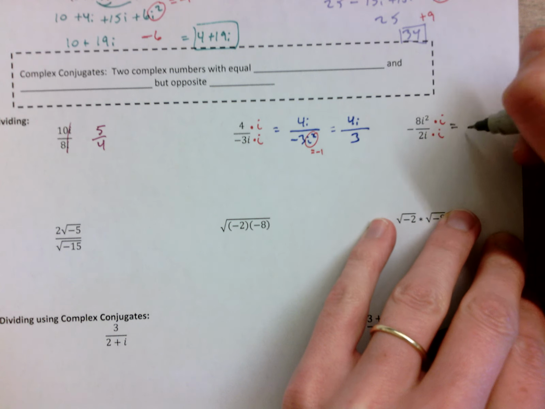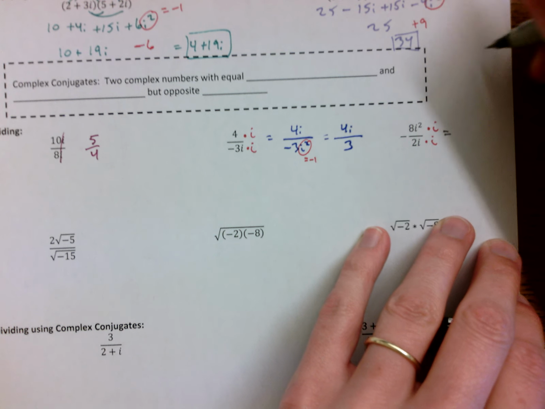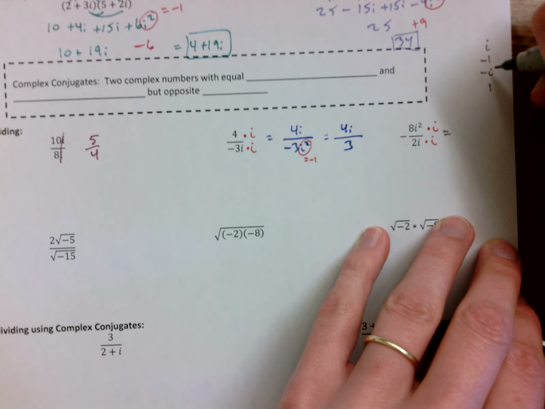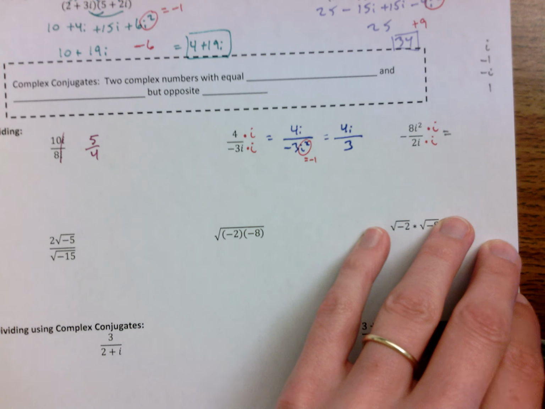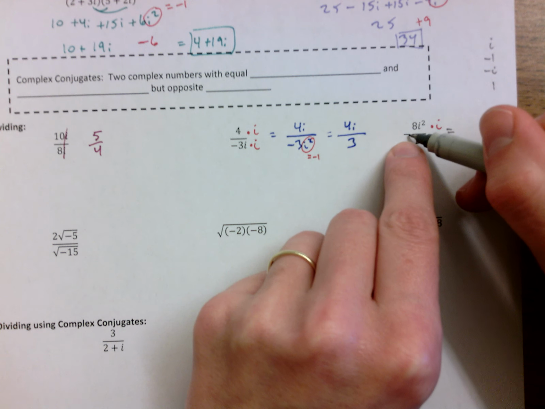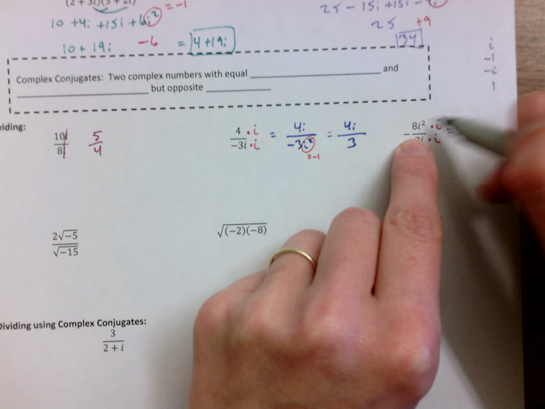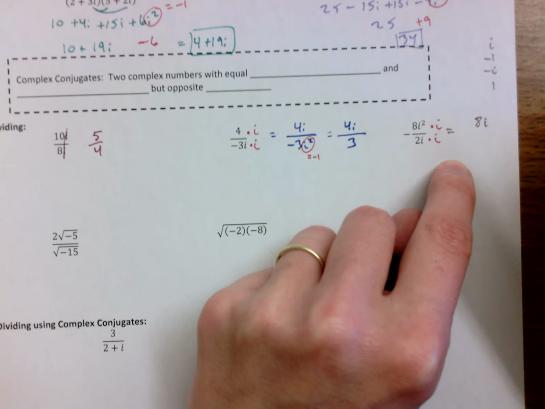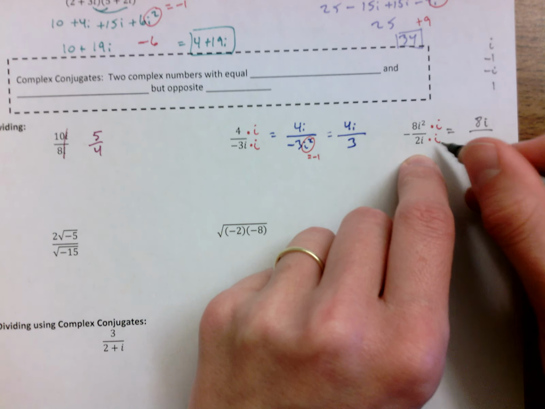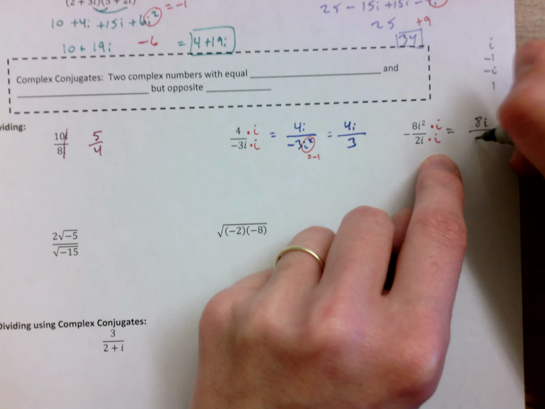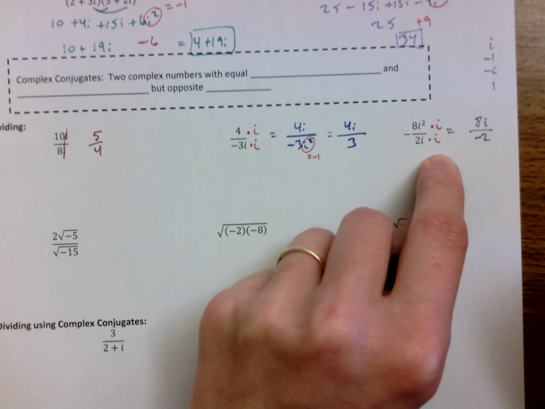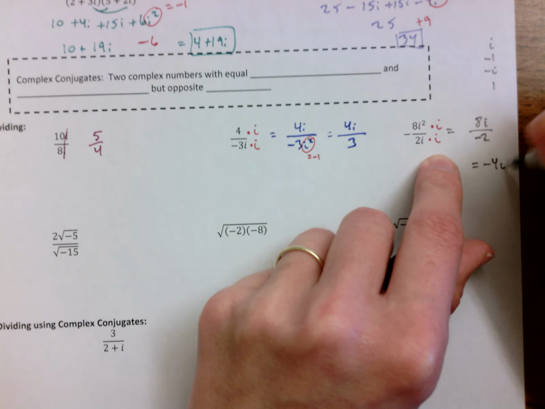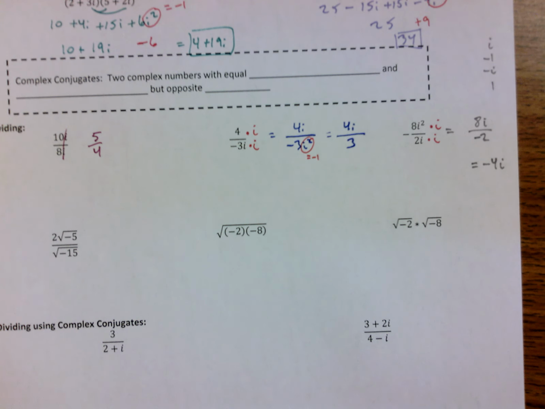On the top part, I'm going to have negative 8i to the third power. And I'm thinking to myself, what's that pattern again? Oh, right. i to the third power would be negative i. So up in the top, I've got this negative 8, and then that will work out to negative i. So negative 8 times negative i is positive 8i. And on the bottom, I've got 2 times i squared, so that's negative 2. Then we can simplify that to negative 4i, 8 divided by negative 2. And there we go.